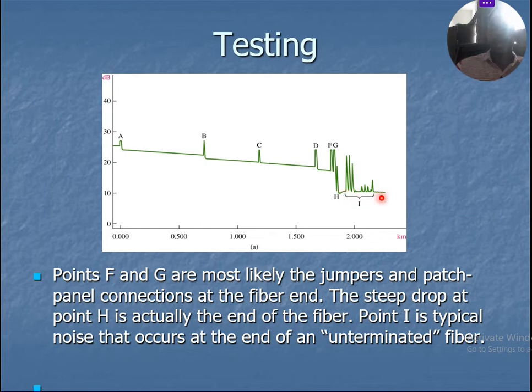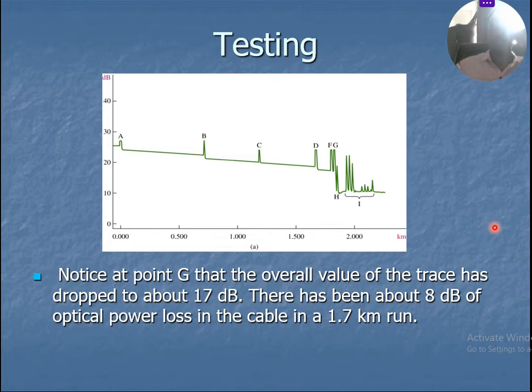Now the point I, what you see here, is typical noise that came into the cabling, noise that occurs at the end of the terminated fiber. So the fiber that you did not terminate, noise gets into it, and that noise amounts to this signal that is being added to your signal. You can see it's quite different from the power that you are transmitting. So this noise is coming from the end of the cabling that is not terminated.